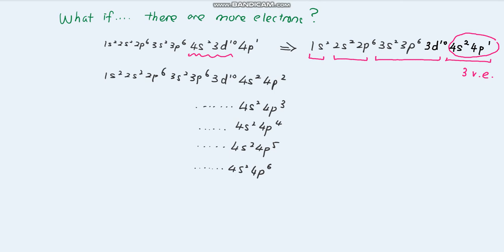Then the next example, 3d we're not considering. We only consider 4s, 4p. So 4s2, 4p2, 4 valence electrons. 4s2, 4p3, 5 valence electrons. 4s2, 4p4, 6 valence electrons. 7, and 8.